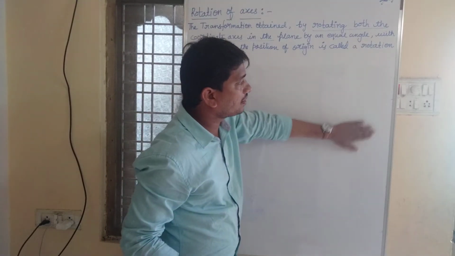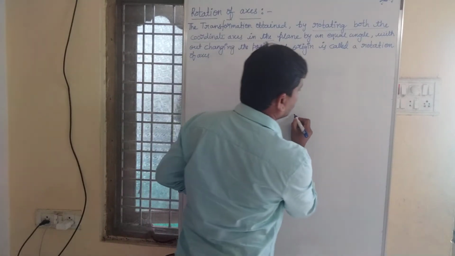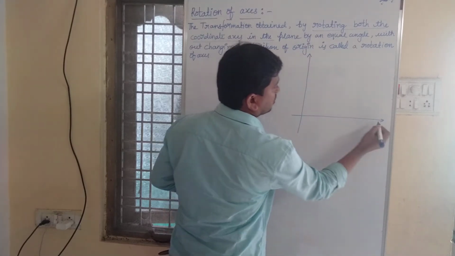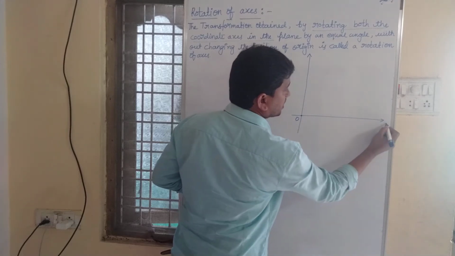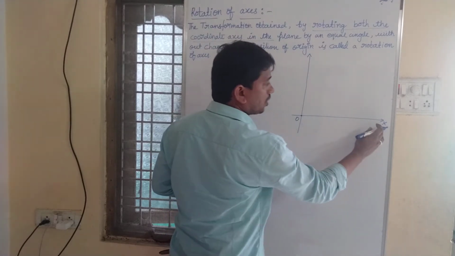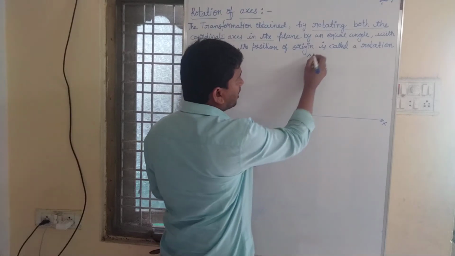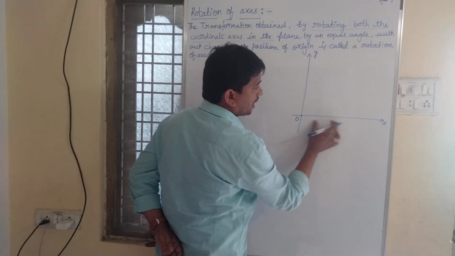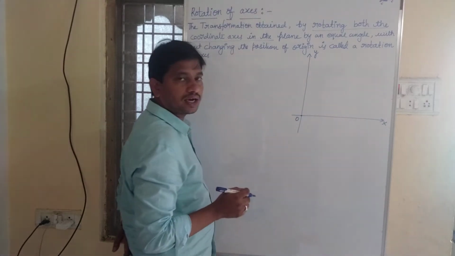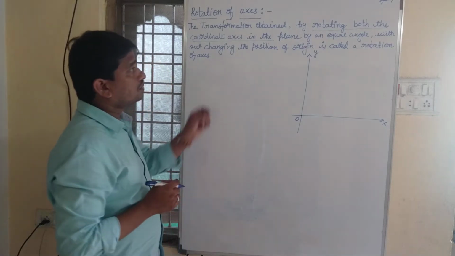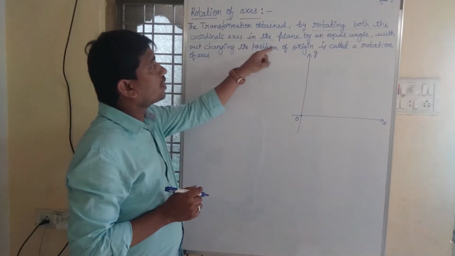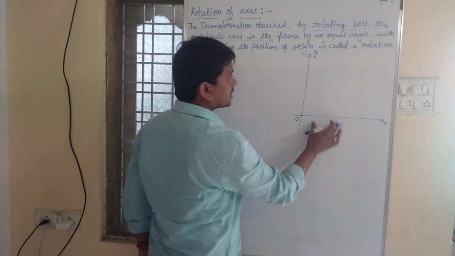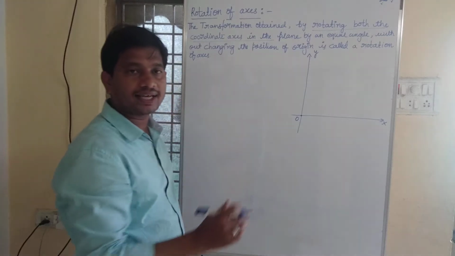What is that? The transformation obtained by rotating both the coordinate axes in a plane. So actually this is a plane and this is our coordinate axis, the intersection of the x-axis and y-axis. The horizontal line is called the x-axis and the vertical line is called the y-axis. So this is our OX and this is our OY. They are the coordinate axes.